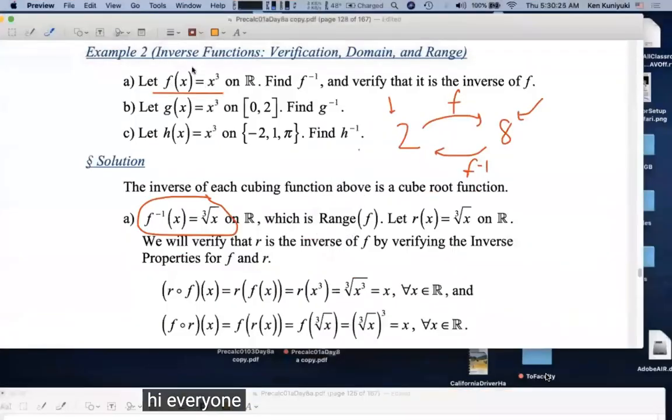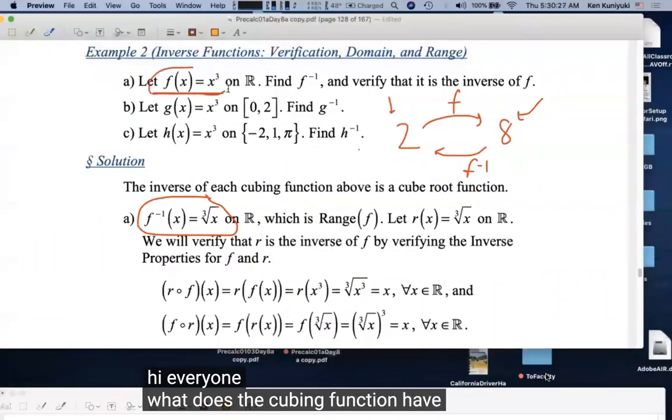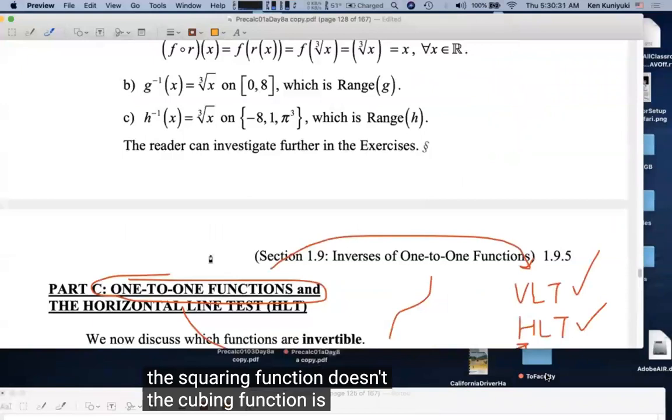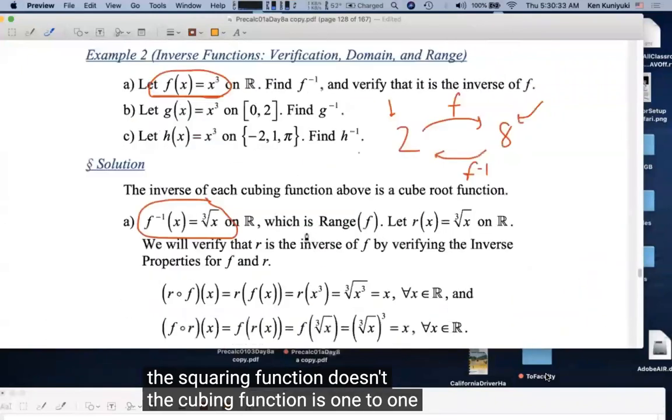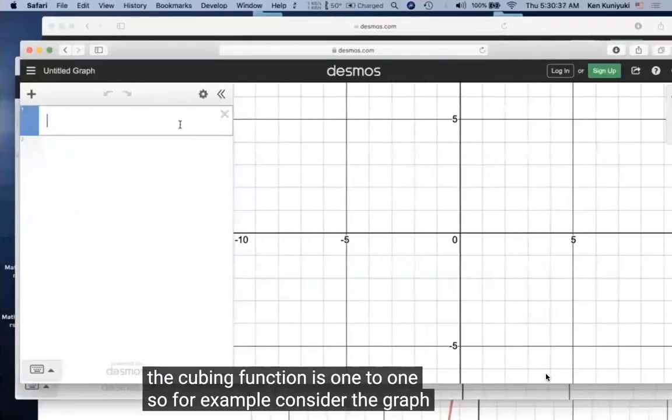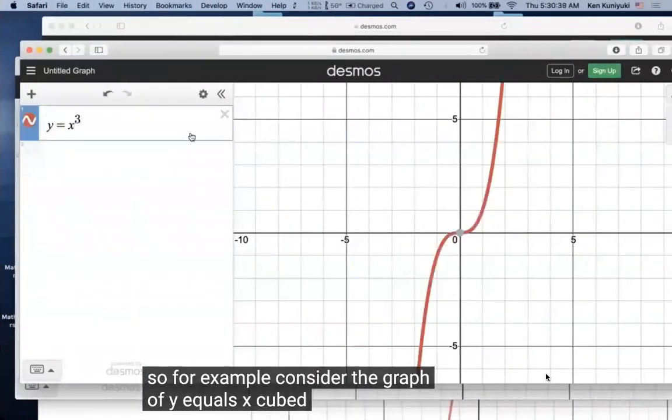Hi, everyone. What does the cubing function have that the squaring function doesn't? The cubing function is one-to-one. So, for example, consider the graph of y equals x cubed.